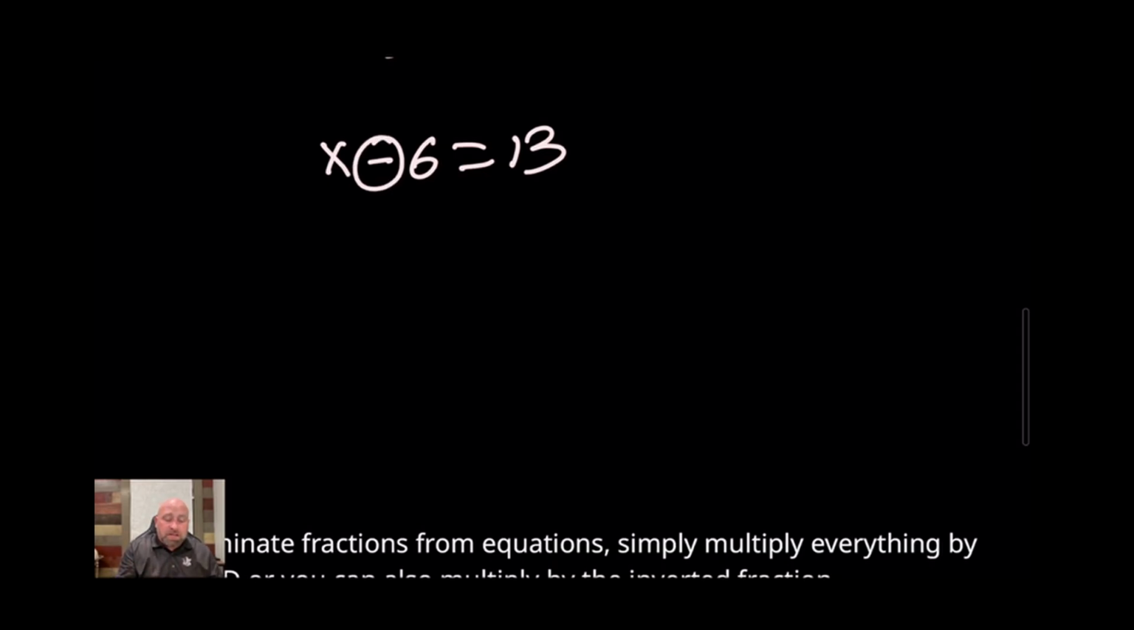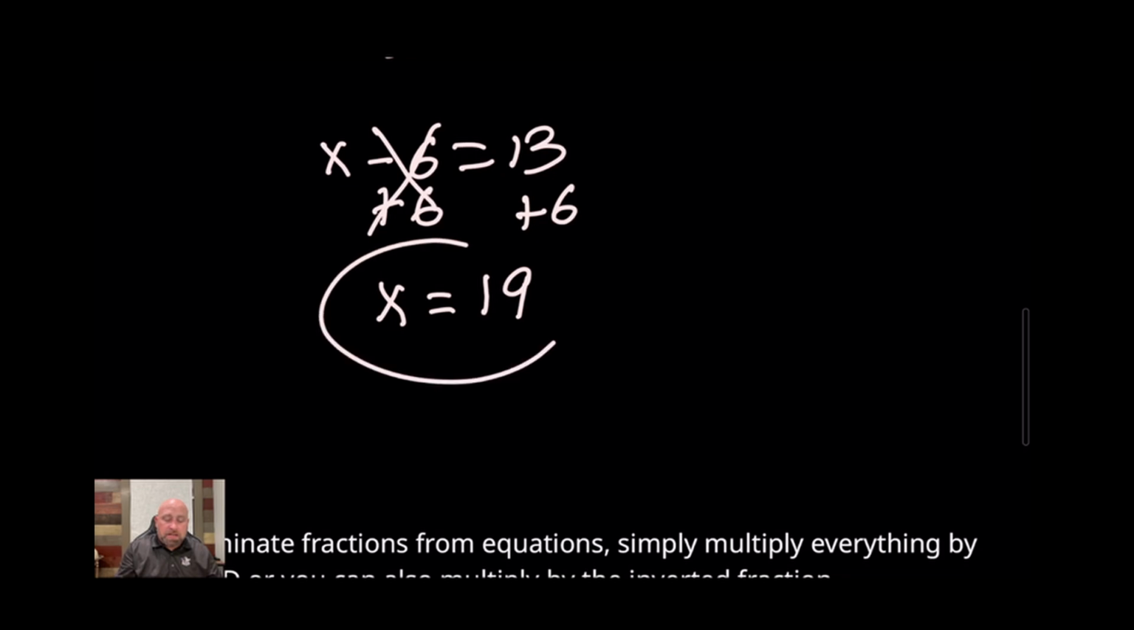So if it's subtracting 6, what do I do? I do the inverse. I do the opposite, which is plus 6. If I do it to one side, I must do it to the other side. I must also add 6 over here. Well, look what happens on this side. The minus 6 and the positive 6 cancel. That's what you want. That's the goal. So I end up with x equals 13 plus 6, which is 19. My answer is x equals 19.